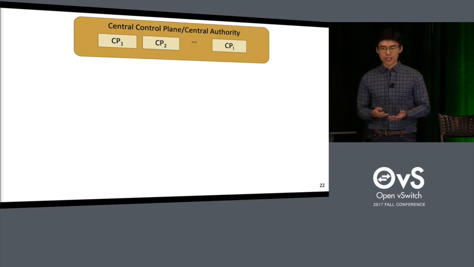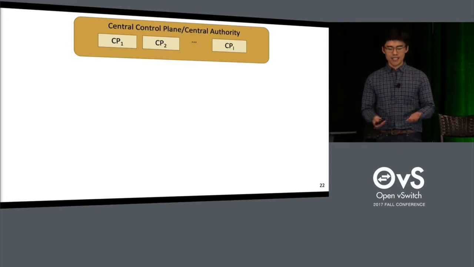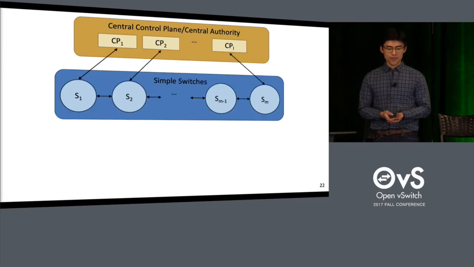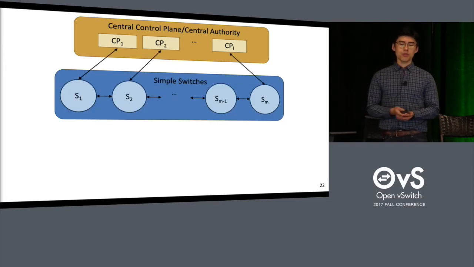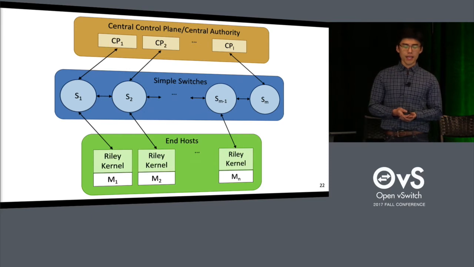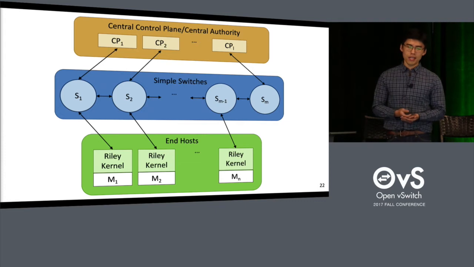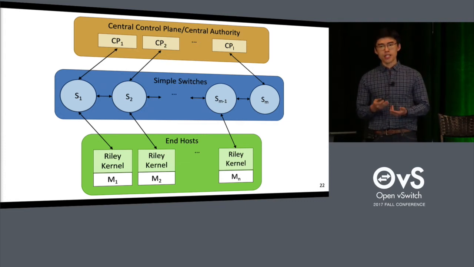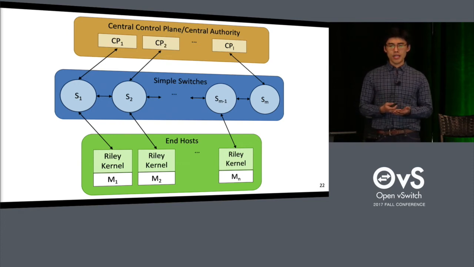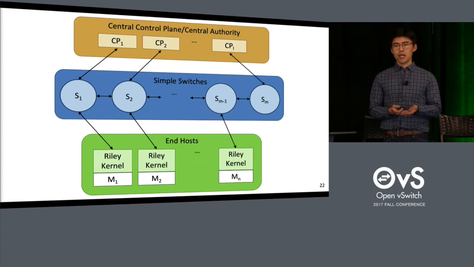So going back to the diagram of a data center design, we already have a central authority. We modified it to also be a part of the central control plane, similar to the SDN world, but it will do a little bit more than an SDN central controller. Switches will now be very simple with no switch OS. And end hosts come with a kernel module added, a network kernel module we called Riley kernel. This is a customized kernel that stores the current topology of the network and updates it according to the signals that it receives through the data plane.